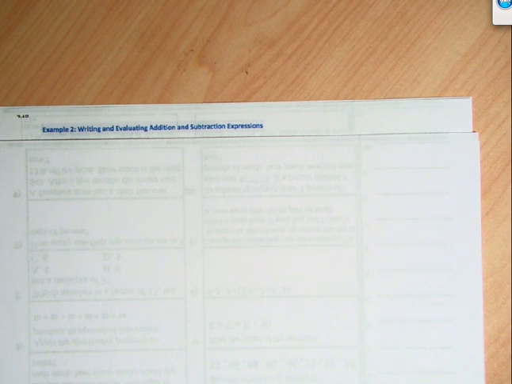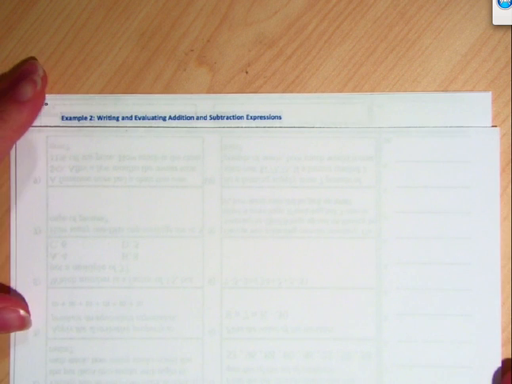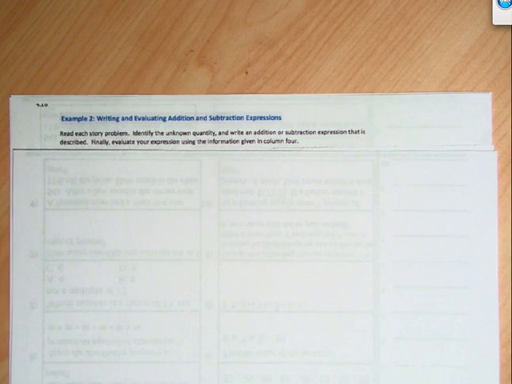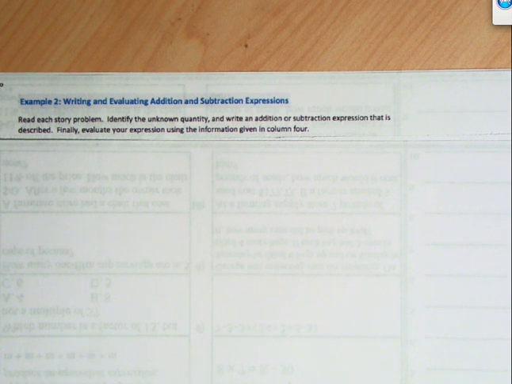All right, today's lesson is about writing and evaluating addition and subtraction expressions. We're going to do some in a table, and we're going to talk about how we choose variables and what they represent. Okay, first we're going to do an example. This says read each story problem, identify the unknown quantity, and write an addition or subtraction expression that is described. Finally, evaluate your expression using the information given in column 4.